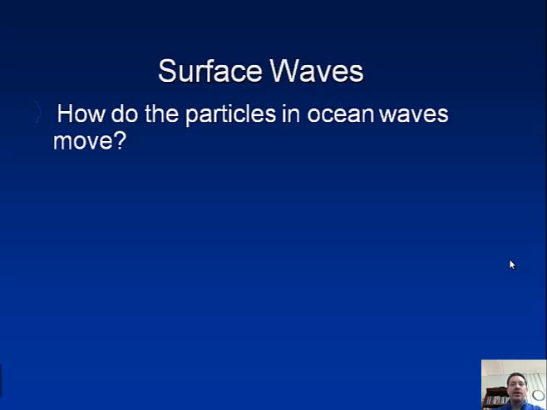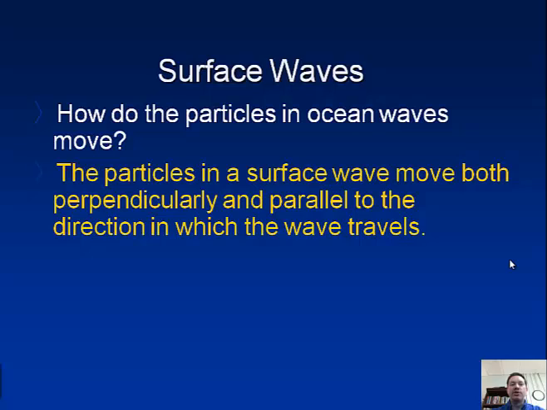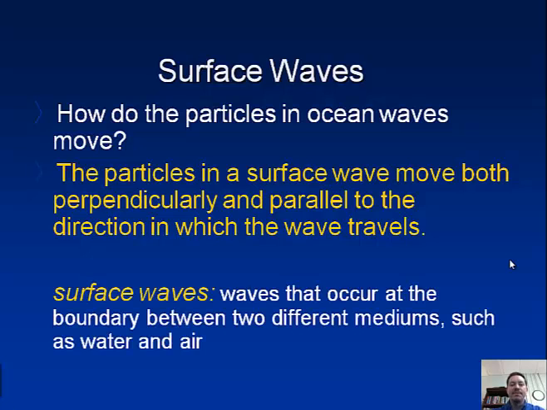Alright, so surface waves, how the particles in ocean waves move. Particles in a surface wave move both perpendicular and parallel to the direction in which the waves travel. Define surface waves: waves that occur at the boundary between two different mediums, such as air and water, so we can see the waves go up and down on the water.